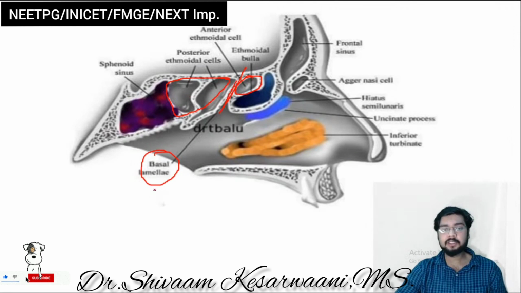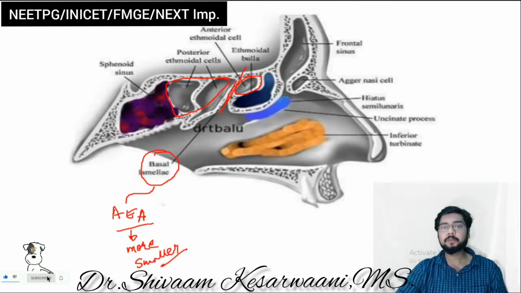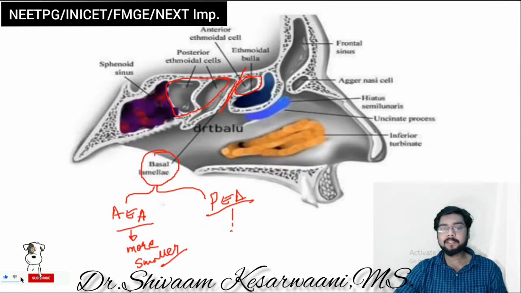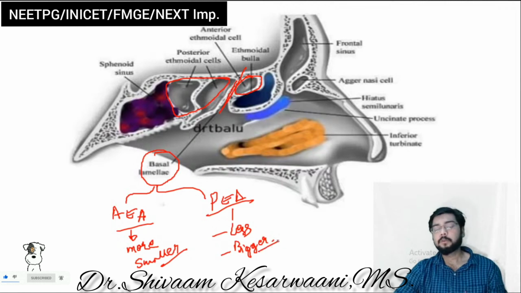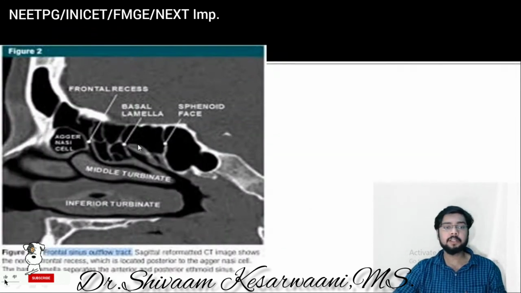And what else can we remember? Anterior ethmoidal air cells are more in number and smaller in size, right? So if you see, anterior ethmoidal cells are small and they are more in number, while posterior ethmoidal air cells are less in number and bigger in size. So just to make you know the differences I told you, again here you can see your anterior and posterior.